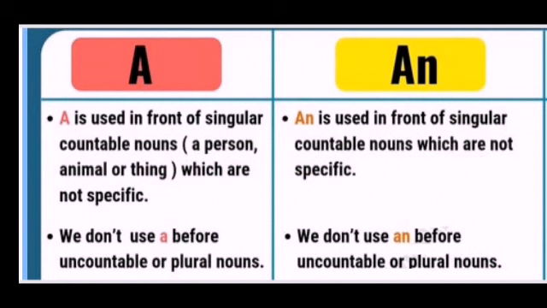So we use a in front of singular countable nouns. Here we encountered a new word, countable noun. What is a countable noun? A book. We can count books. If there are 4 books, we can count 1, 2, 3, 4. We can easily say there are 4 books. We can count the number of books. So that is a countable noun.